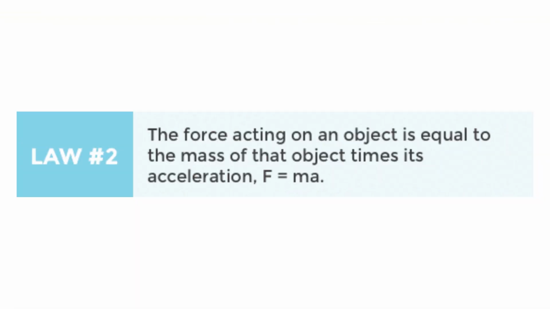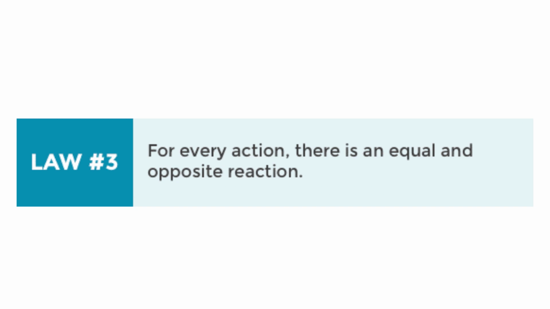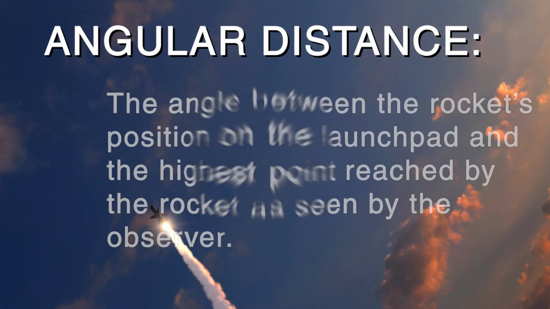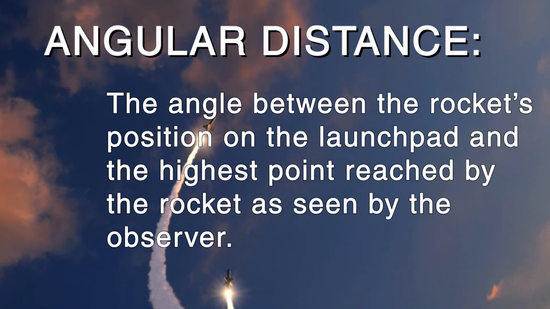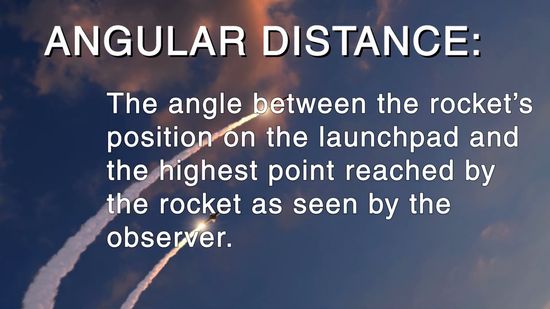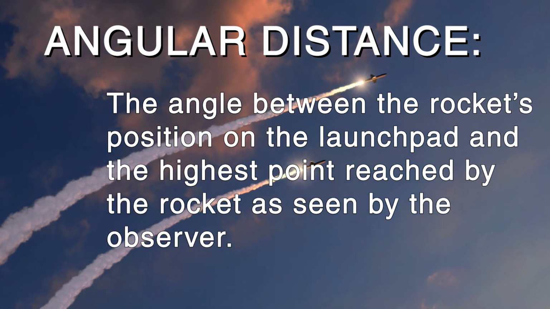Newton's second law: a force acting on an object will change its velocity by changing either its speed, direction, or both. Force equals mass times acceleration. Newton's third law: for every force in action, there is an equal and opposite reaction. Angular distance is determined by measuring the angle between the rocket's position on the launch pad and the highest point reached by the rocket as seen by the tracking station or observer.